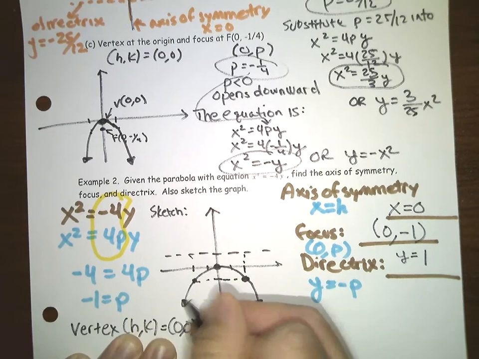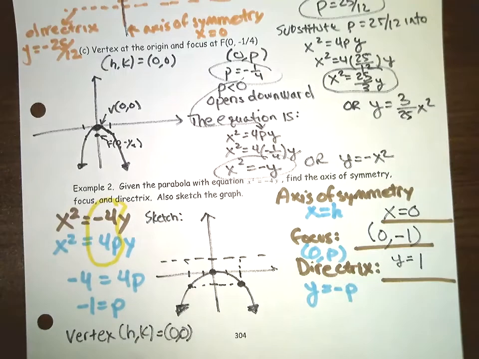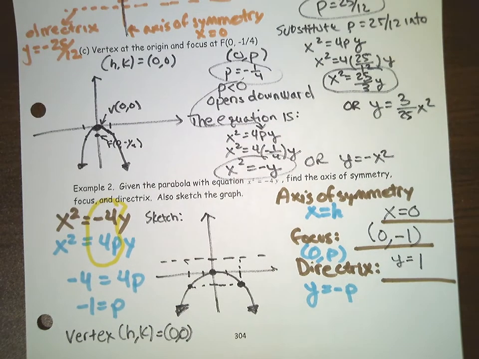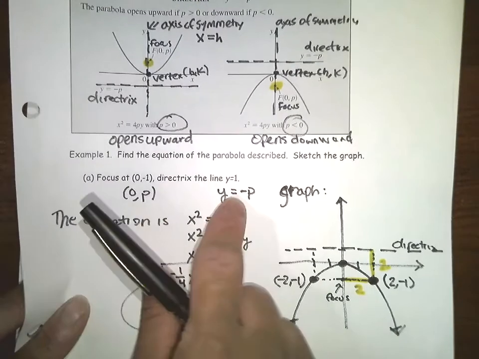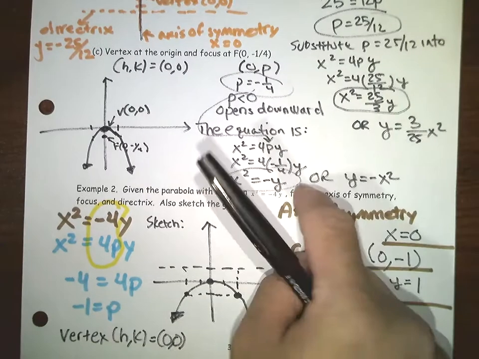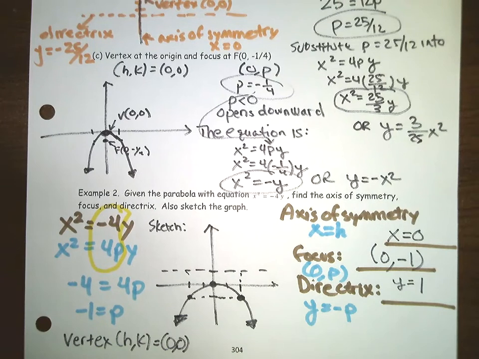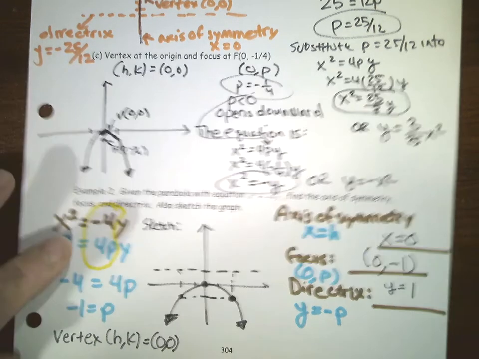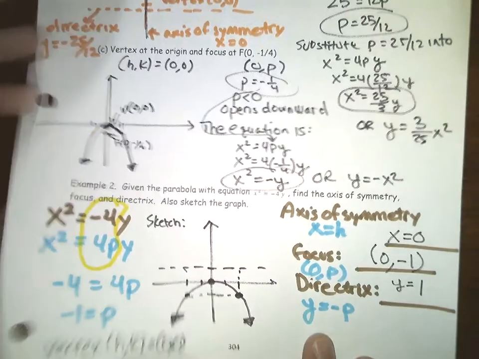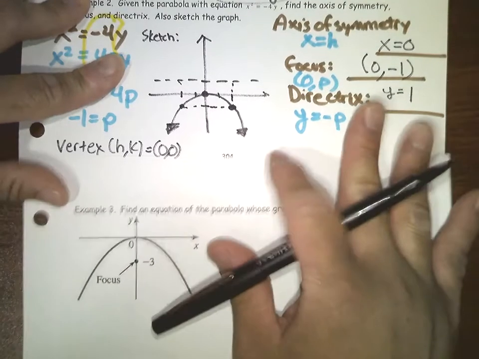So just keep that in mind, that in the last one here, they actually just gave us the focus and the directrix, and here they gave us the equation that had that focus and directrix. All right, so hopefully you enjoyed that here. So now let's try another one here. Again, if you have any questions, please feel free to ask.